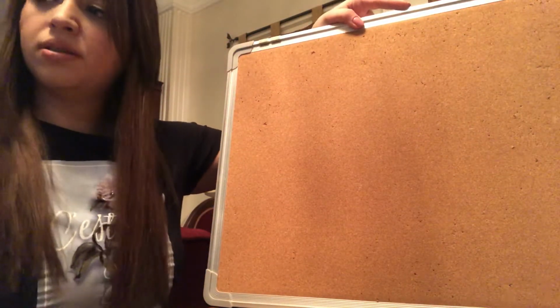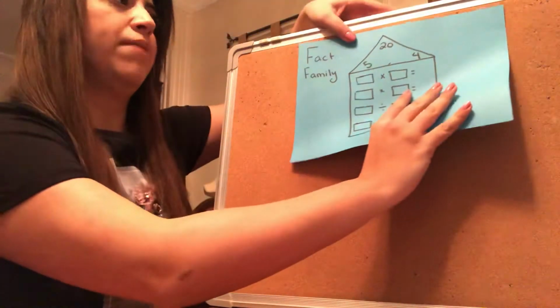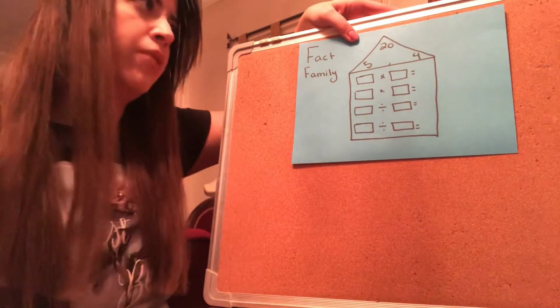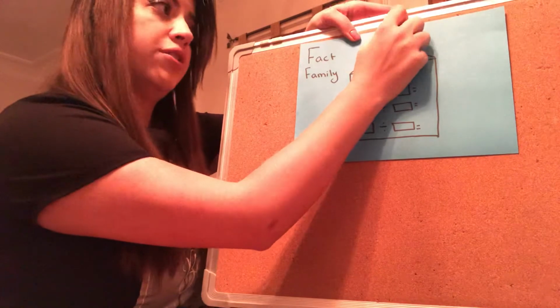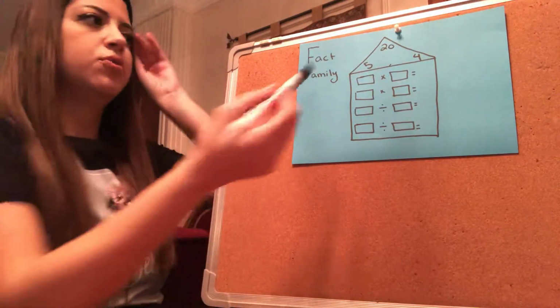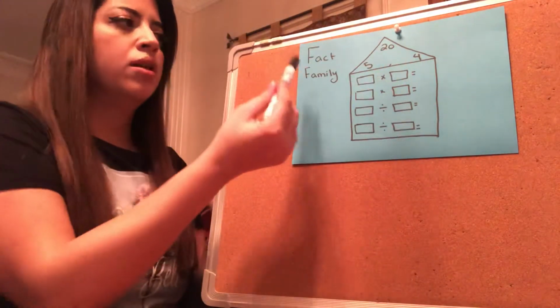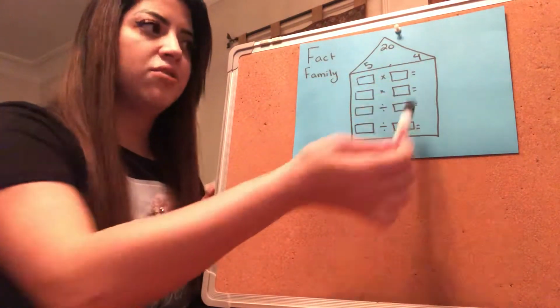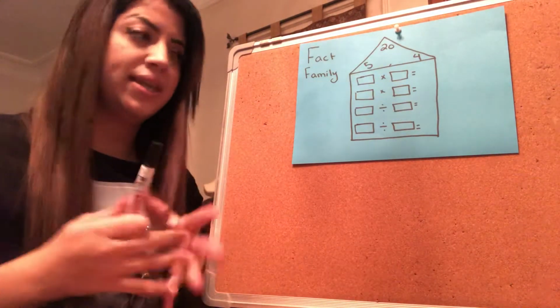Next, what I'm going to talk about are fact families. Now, this is a really fun way to understand the connection between multiplication and division. Here we have the numbers 20, 5, and 4. This is a fact family. It's nice to draw it in a house to see how they're all connected together.